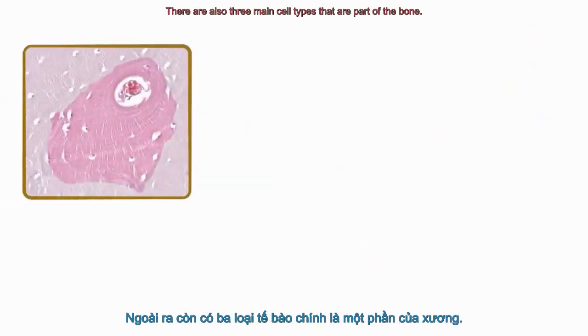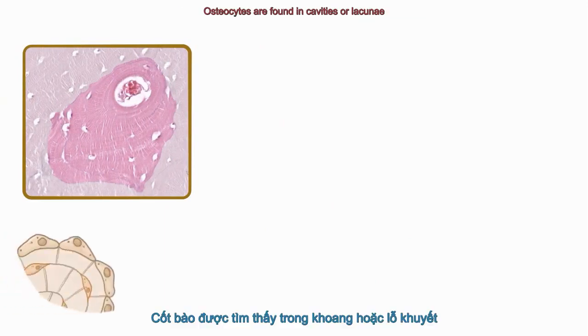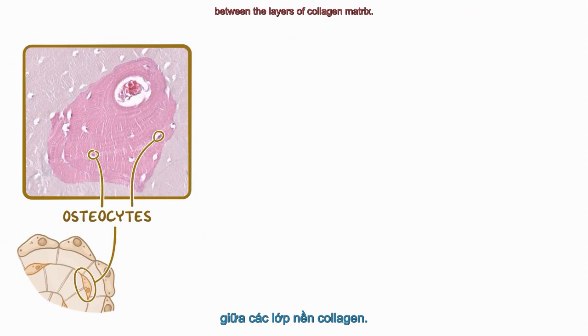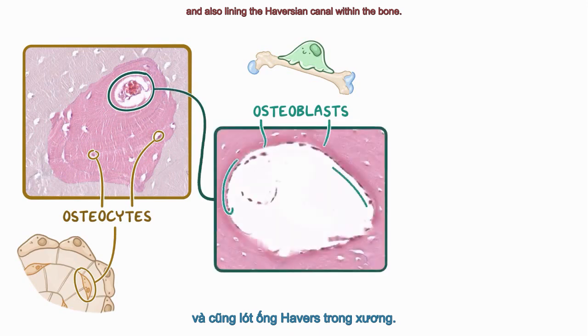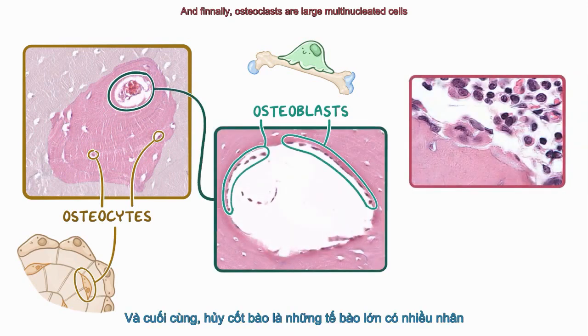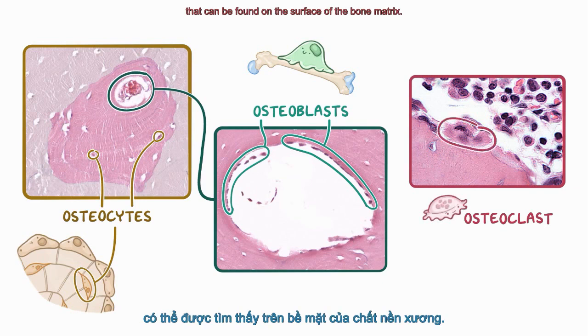There are also three main cell types that are part of bone. Osteocytes are found in cavities or lacunae between the layers of collagen matrix. Osteoblasts are found along the surface of bones and also lining the Haversian canal within the bone. And finally, osteoclasts are large multinucleated cells that can be found on the surface of the bone matrix.